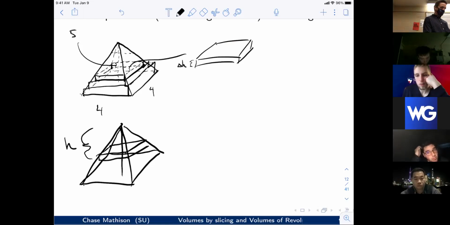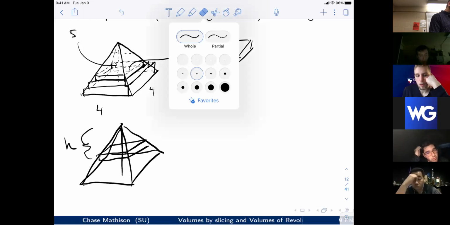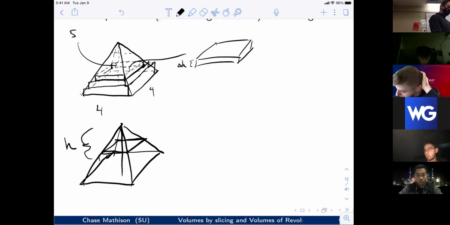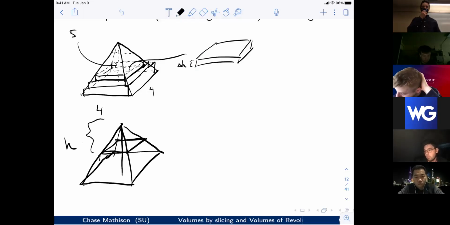Okay. And to clean things up even more, instead of drawing the full sliver, I'm just going to draw the top of the square. So here's the top of that sliver, that square. That length from the tippy top of the pyramid to the top of our square is H.